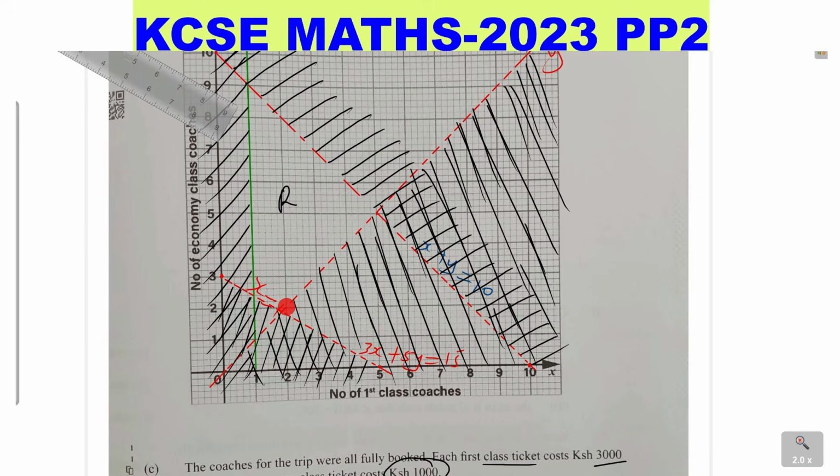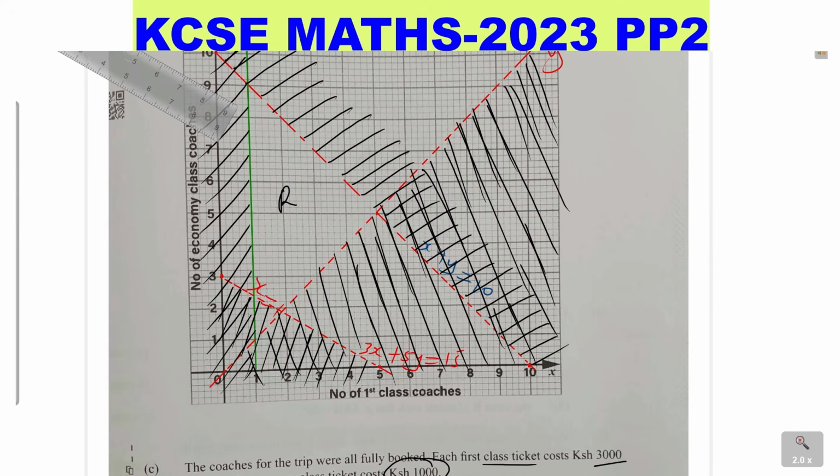We cannot assume that the corner points are going to give us the correct number of economy class coaches and number of first class coaches, because they are all lying on the broken lines. And all the points that lie on the broken lines will not satisfy the inequality. So therefore, we need to get other points inside. And since the number of coaches, both for the first class and economy, can't be fractions or decimals, they have to be whole numbers. So let us inspect.